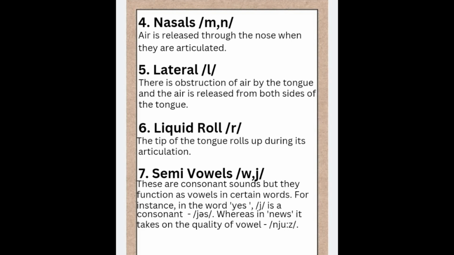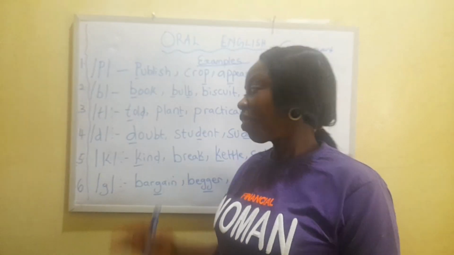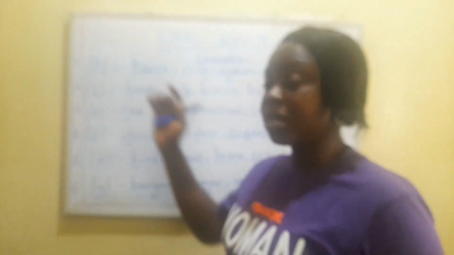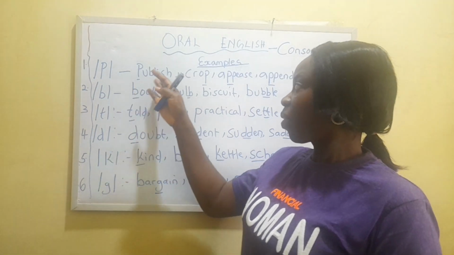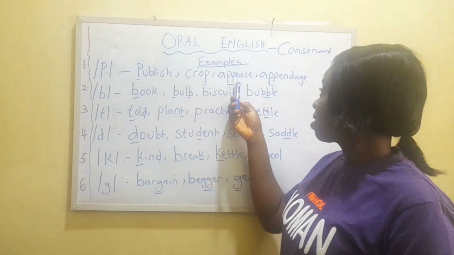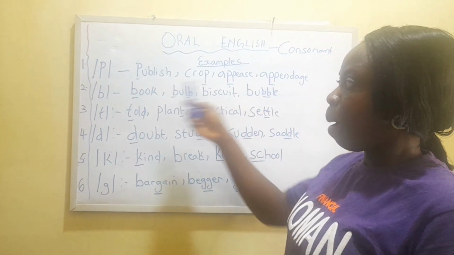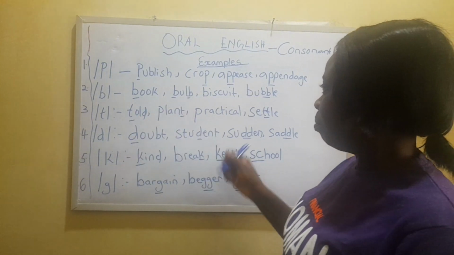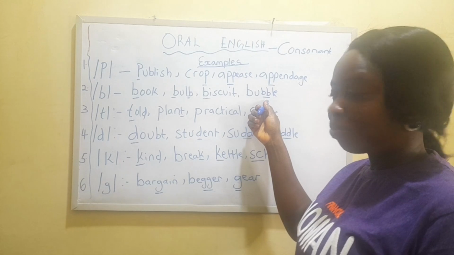There are two sounds that we regard to as semi-vowels. These are consonant sounds, but they function as vowels in certain words. We have the w and the y sounds. Let's look at examples of these sounds in words. The first sound here is p. We have publish, crop, appease, appendage, book, bulb, biscuit, bubble.